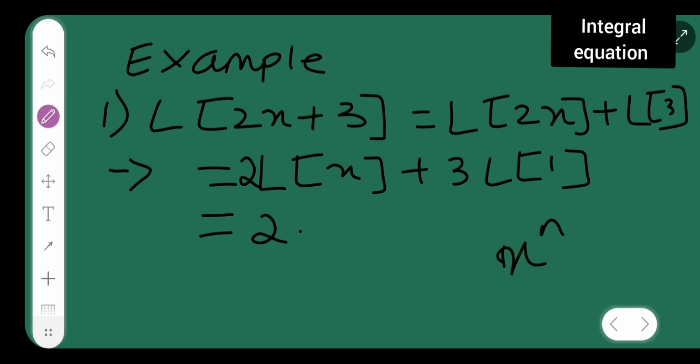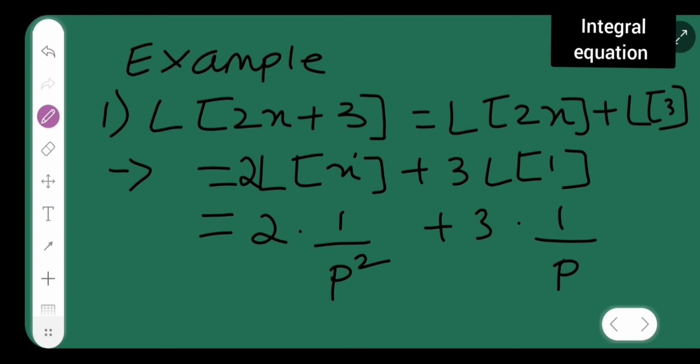So x raised to power of n, it was Laplace of this. Here what is my n? x raised to power of 1 is there, right? So n factorial, meaning 1 factorial upon p raised to power of n plus 1, which is 1 plus 1, so 2. So I'll directly write down p raised to power of 2. So 1 upon p raised to power of 2, plus what is Laplace of 1? It is nothing but 1 upon p.